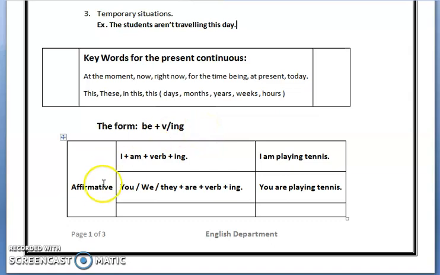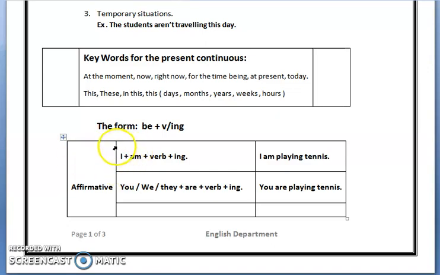Let's start talking about the affirmative form. The affirmative, let's just talk about it as fast as possible. Okay? Affirmative is the positive sentences that come with no negatives and no question marks. Okay, so we're talking about affirmative sentences. So we said that we have the verbs to be plus being. Let's see how we do that.